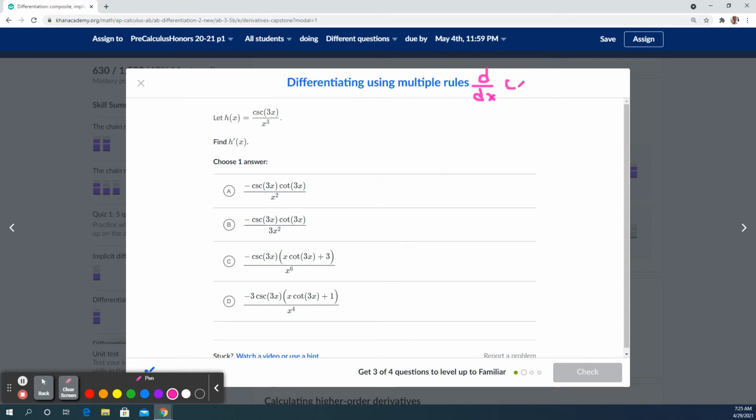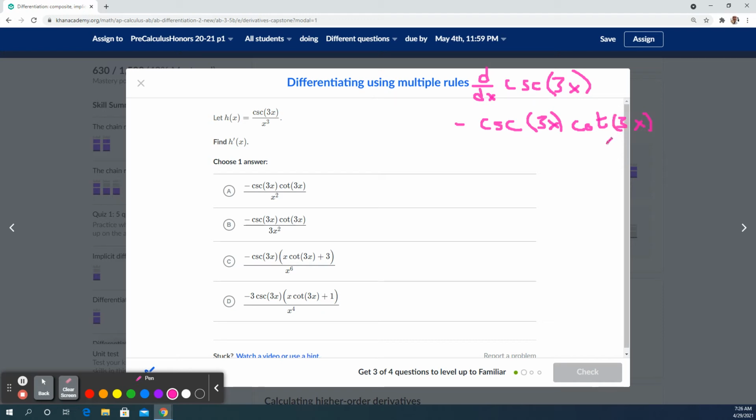So the derivative of cosecant of 3x would be negative cosecant 3x cotangent of 3x. Let me just confirm I did it right.